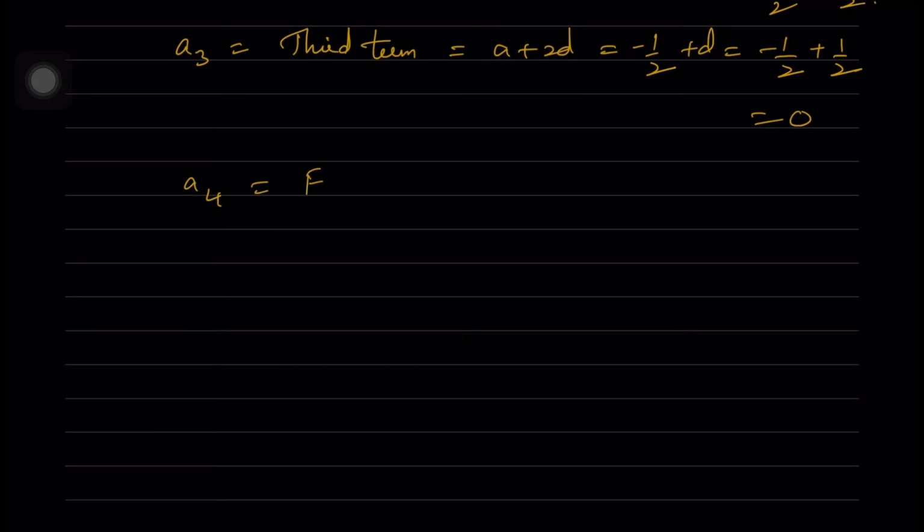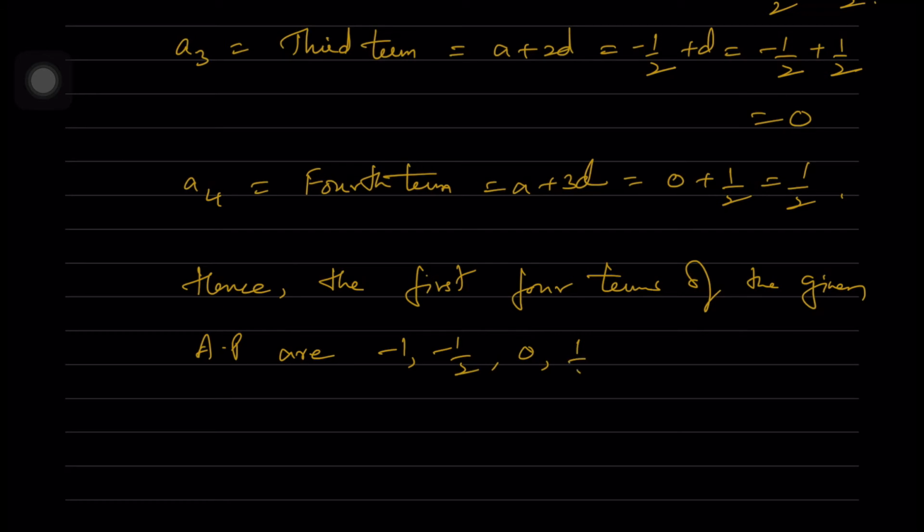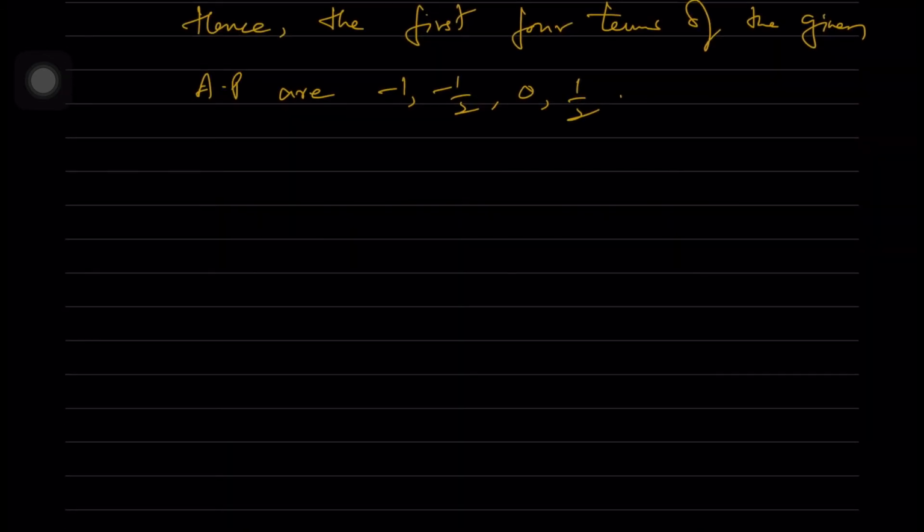Then a4 is equal to the fourth term, which is equal to a plus 3d, which is equal to 0 plus half, which is equal to half. So the first four terms of the given AP are minus 1, minus half, 0 and half.